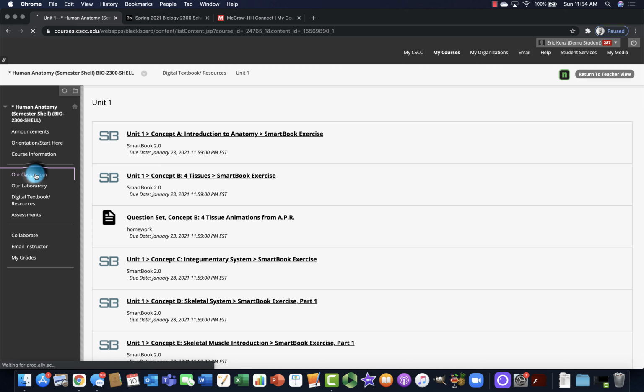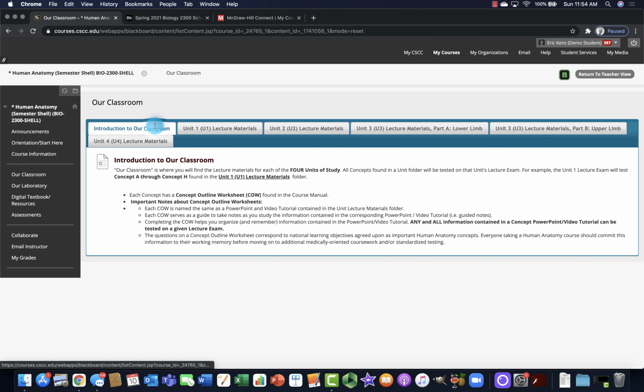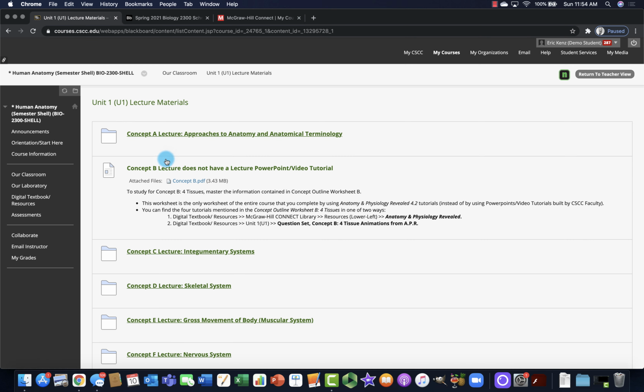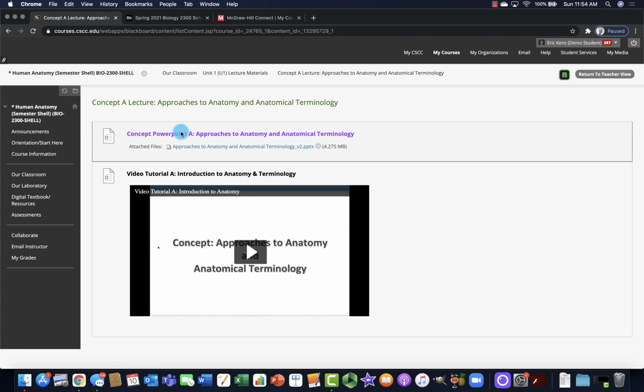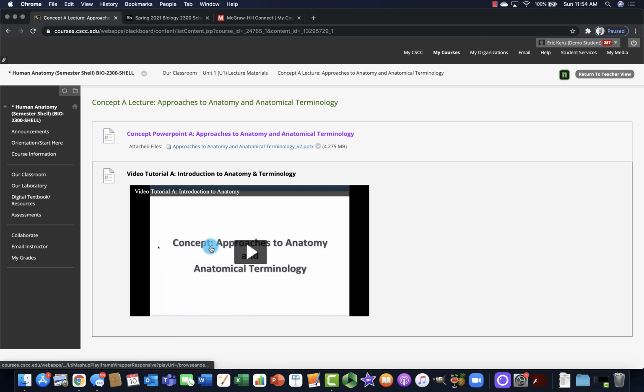If you go to the Our Classroom button, there is an introduction, Unit 1, and you'll find the individual lectures. Now these, ideally, are used even prior to meeting with your instructor, in preparation, so that your individual meetings every week are even more valuable because you're able to clarify, ask the right questions, know what questions to ask, and maybe fill in some gaps in your knowledge when you meet with them. There's a PowerPoint here and also a video tutorial.